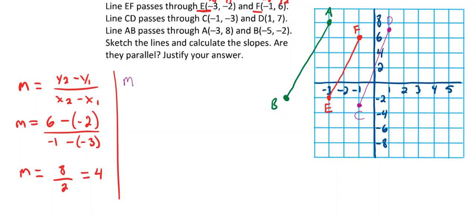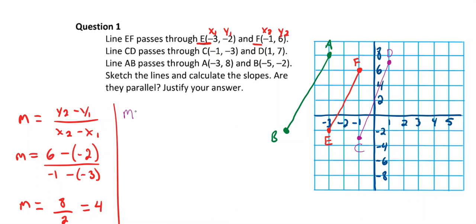So the next one, m is equal to y2 minus y1 over x2 minus x1. And again, here this will be our x1, the first one, y1, x2, and y2. So m is equal to, y2 was 7 minus negative 3 over, and then x2 was 1 minus negative 1.